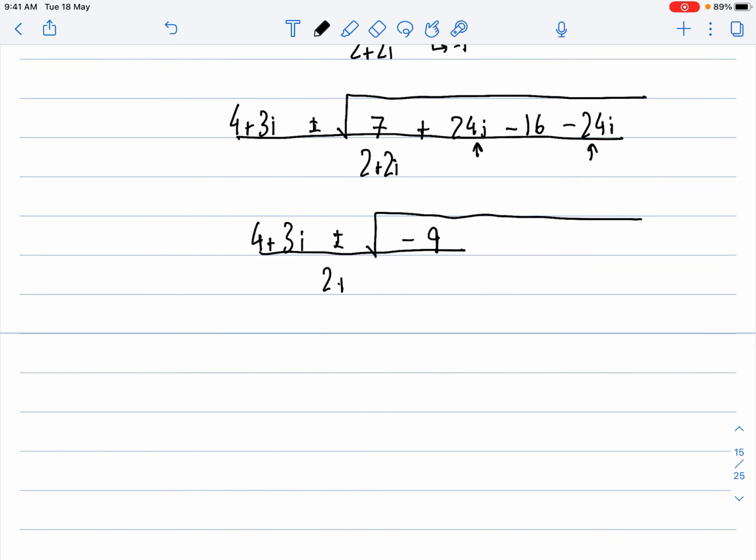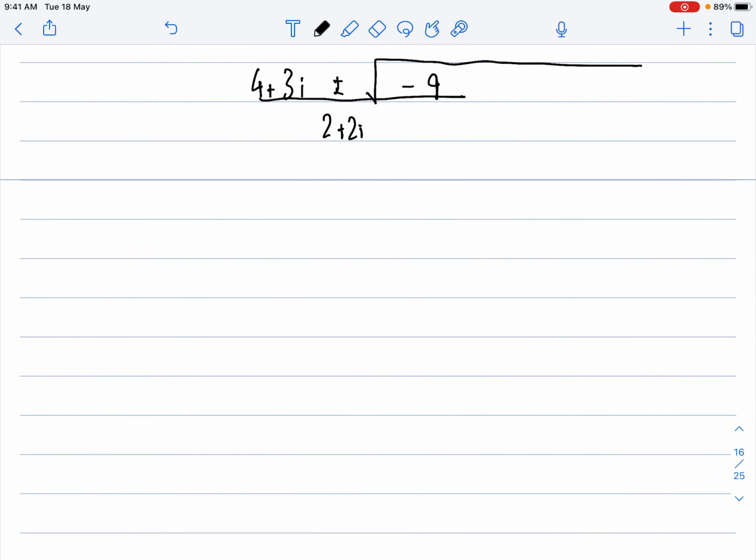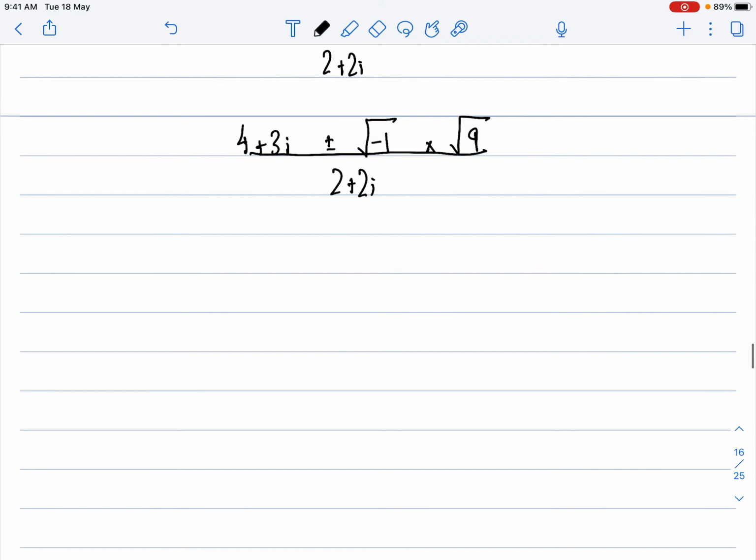over 2 plus 2i. Now we all might be thinking, how do we solve something like this? Simple. You can write this as 4 plus 3i plus or minus the root of minus 1 into the root of 9 over 2 plus 2i. Correct? So now I can write this as 4 plus 3i plus or minus, I know minus 1 is simply I, and root of 9 is 3. So I can write this as 3i over 2 plus 2i.